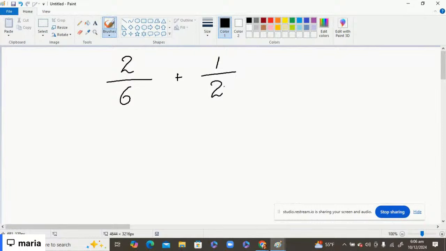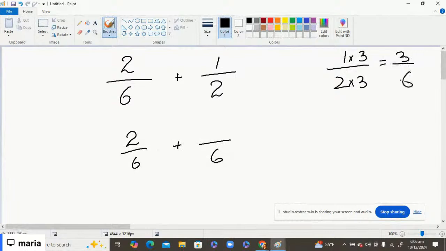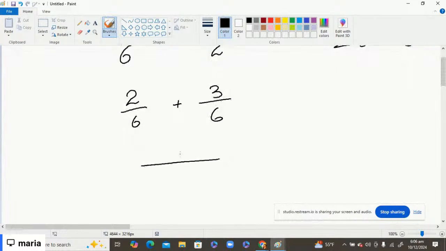So how can we make both denominators equal? We multiply 2 by which number? By 3, because 2 times 3 is 6. So 2 by 6 stays the same, and for the other fraction we also multiply the top digit by 3. 3 times 1 is 3, 3 times 2 is 6, so we put 3 by 6 here. Now we put only one denominator because both are the same, and just add their numerators. 2 plus 3 is 5. 5 over 6, that is our answer.